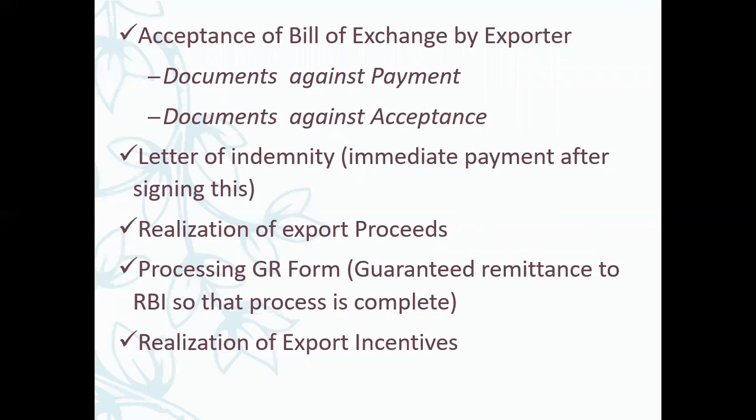Next is processing the GR form. Last is realization of export incentives. The government of India gives lots of incentives to the exporters who are doing exports. These were the various steps involved in the export procedure.